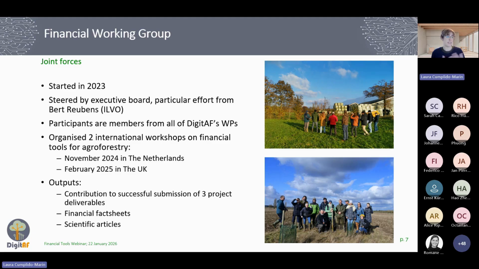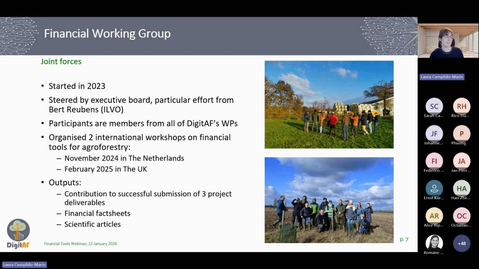And within the activities that we have organized, I'm mentioning 2 international workshops on financial tools for agroforestry, one in November 2024 in the Netherlands and one in February 2025 in the UK. Those workshops were not only for project members, they were open to anyone. And we indeed got participants from lots of organizations, including banks, consultants, and they were very, very useful workshops. If you attended, you know they were.